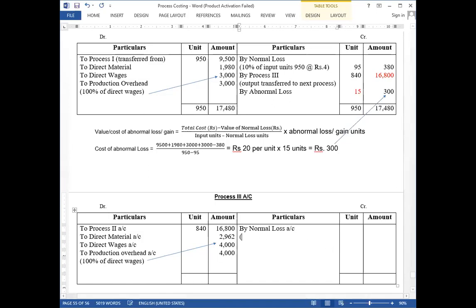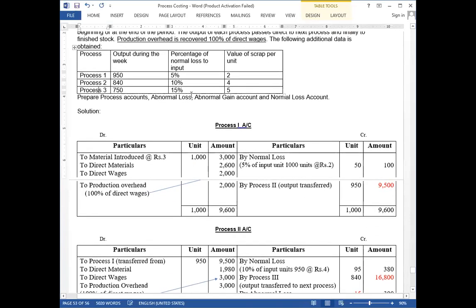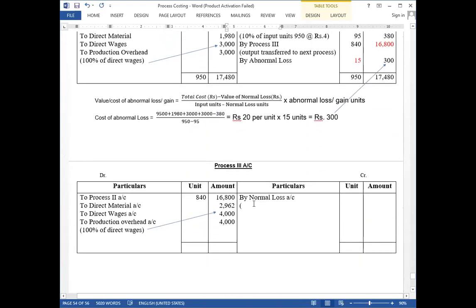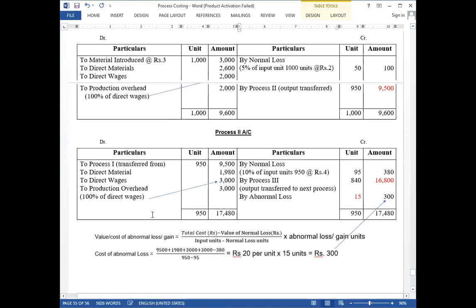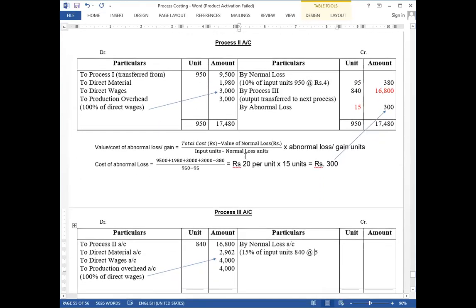So how much is the normal loss? We can go and check the problem. In process 3, normal loss is 15% at the rate of 5. So write 15% of input units, that means 840, at the rate of how much? At the rate of 5. Let me check once again. Yes, at the rate of 5 rupees. First you should calculate the number of units.